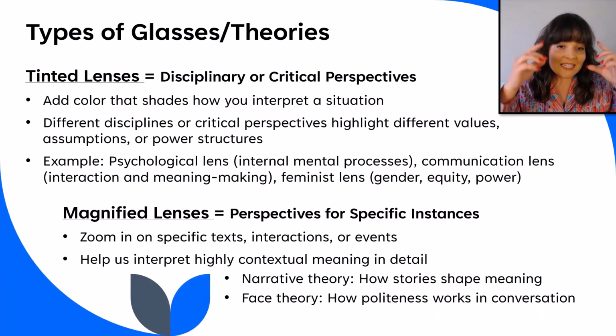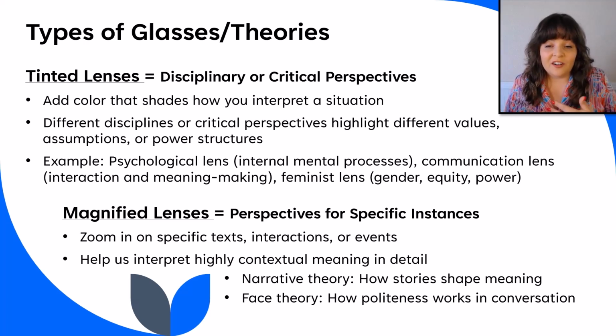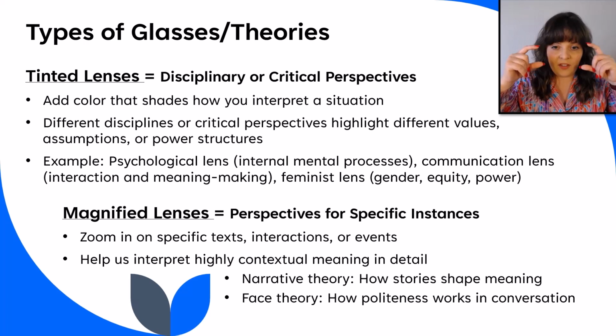We can put on tinted lenses, maybe they're even sunglasses, and the different tint could offer a different disciplinary or critical perspective. And these tints color the shades of how we interpret a situation. Different disciplines or critical perspectives highlight different values, assumptions, or power structures. You might put on a psychological lens if you're in the field of psychology, in which case any situation that you're looking at in the world, you're going to be thinking and seeing how someone's internal mental processes are influencing or involved in that situation.